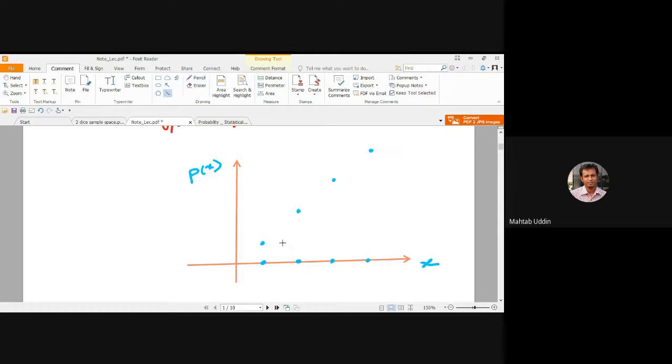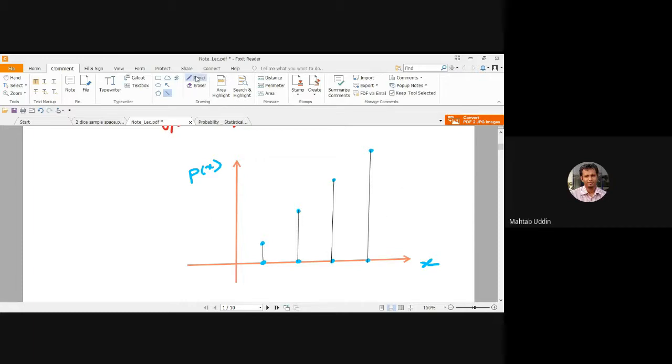If we join them by lines, they are called a line graph. If we join them by line, they are called what? Line graph. Well, the length of the lines are the probabilities. The length of the lines is what? The probabilities.